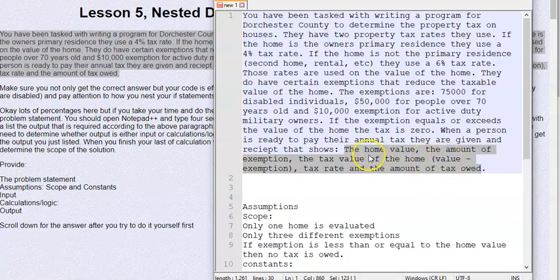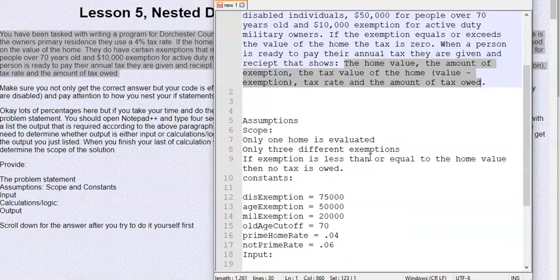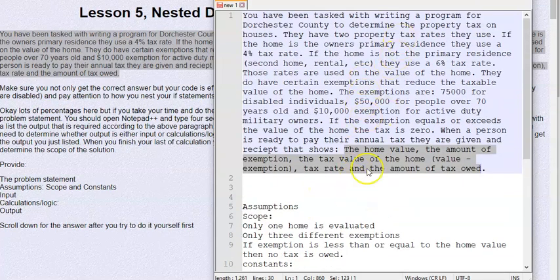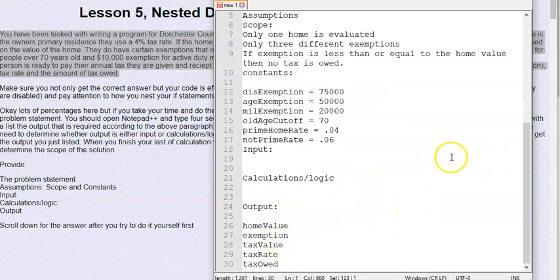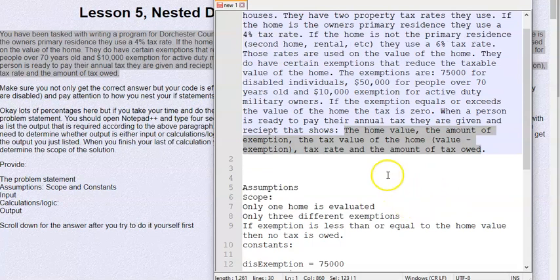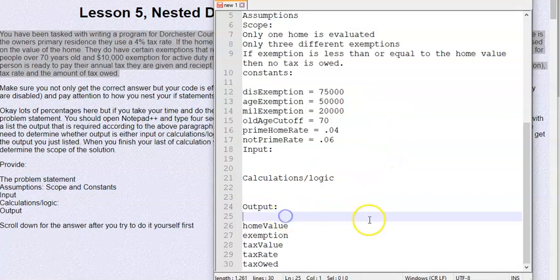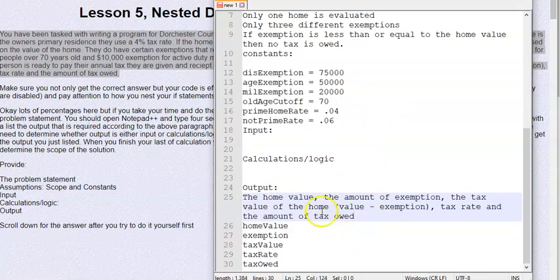You can see I've done part of this already. One thing I've done is I've taken all the constant values. So all these numbers are the numbers we see up here, and I've put them in as constants. And then I copied this part right here, and I would paste it down here. And you can see that home value, exemptions, tax value, tax rate, and tax owed are all placed in variables and are cameled, so we don't need this anymore.